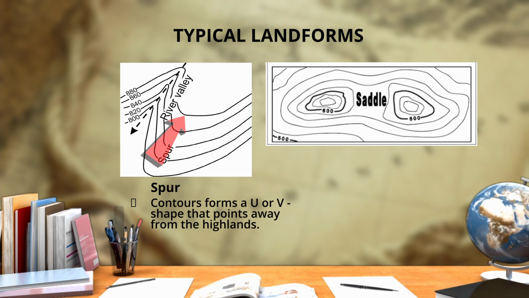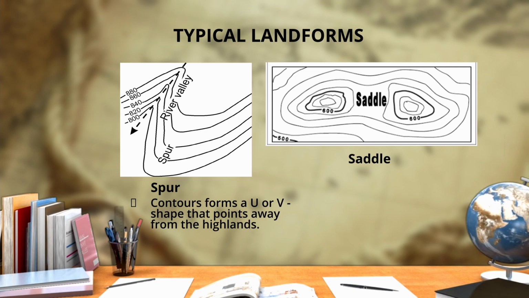forming our spur. So when the smaller numbers are inside the V shape, that is our valley, and when the bigger numbers are inside this V, that is the spur. So look at this diagram carefully. It is a perfect example of a valley and a spur.